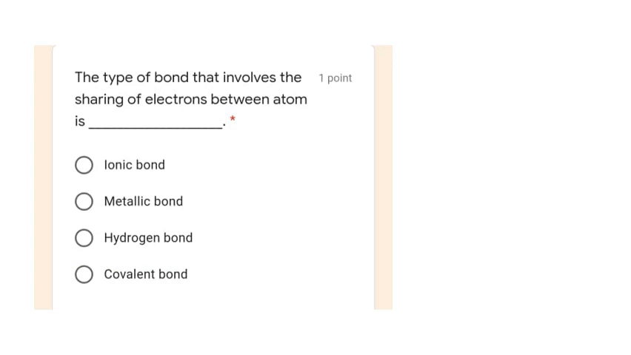Question number 7. The type of bond that involves the sharing of electrons. The keyword here is sharing. So the answer will be covalent bond.